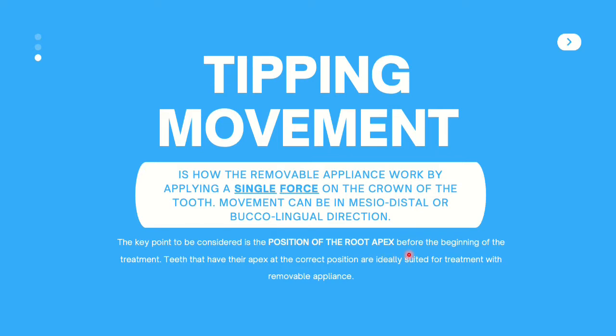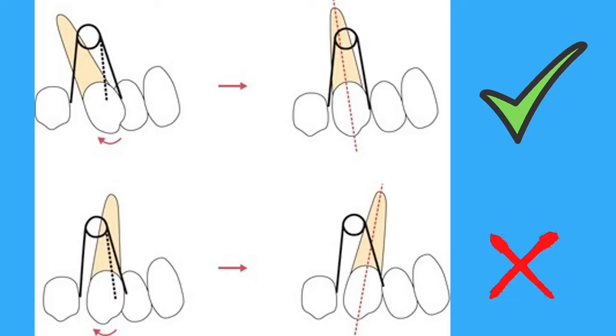So how do we know the position of the root apex? So this is when the radiograph or OPG is important, because we want to assess the position of the root apex before we prescribe any treatment. Okay, so the teeth that have the apex at the correct position are ideally suited for treatment with removable appliances. Okay, now let's focus on the root apex of this canine. So let's focus on the above photo first.